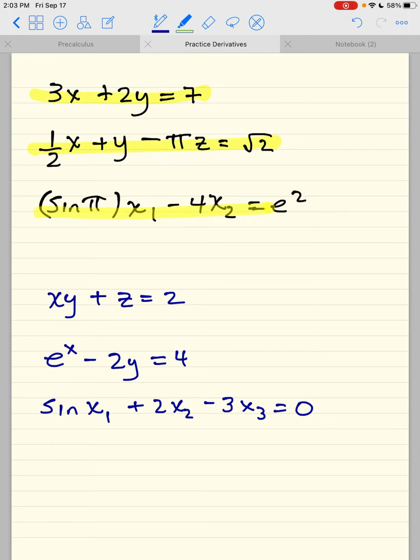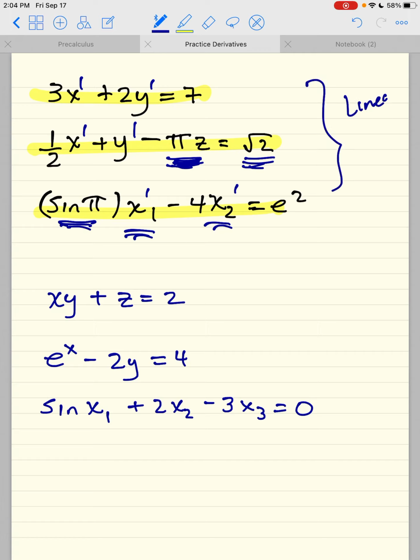These three are going to be linear equations, okay? And the reason why is, once again, this is to the first, this is to the first, this is to the first, this is to the first. This is just a number. This is just a number, right? They're constants. Sine of pi, everyone, is just going to be 0. And so this is still to the first power. And so therefore, all three of these are linear equations.